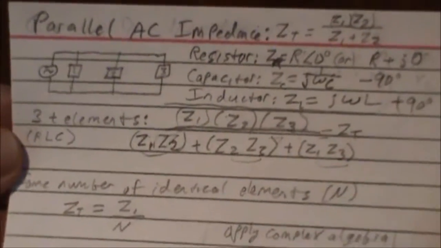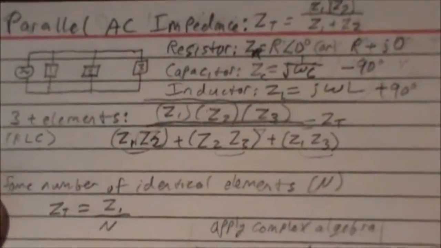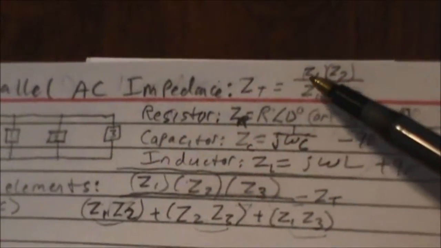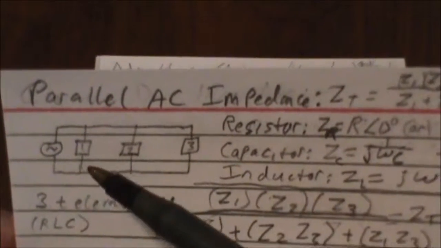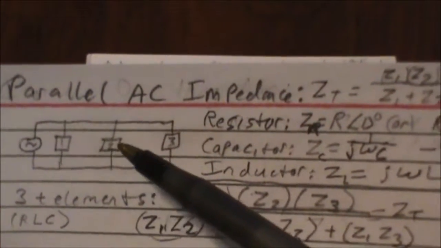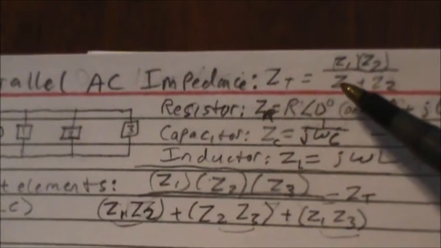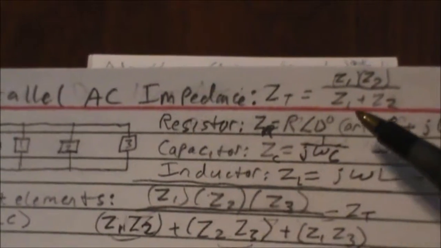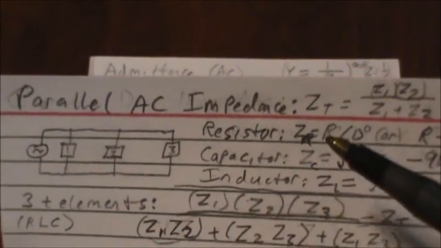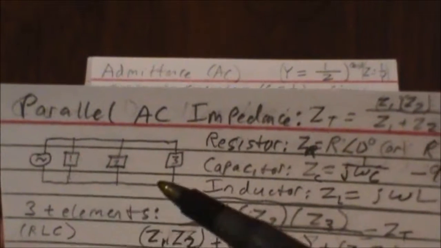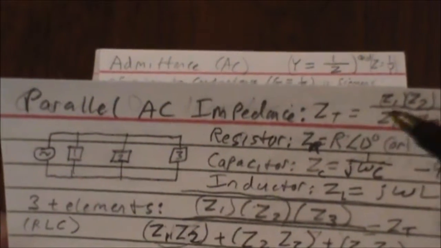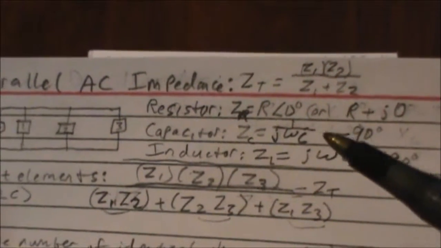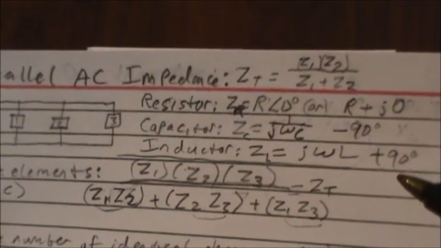So that's the series AC impedance, here's parallel AC impedance. You deal with this very similarly to parallel resistors. Let's say we have just two elements in parallel, then our total impedance equals the product of the two elements divided by the sum of the same two elements, just like if these were resistors. That would be R1 times R2 over R1 plus R2. These are the same basic principles that we just reviewed.